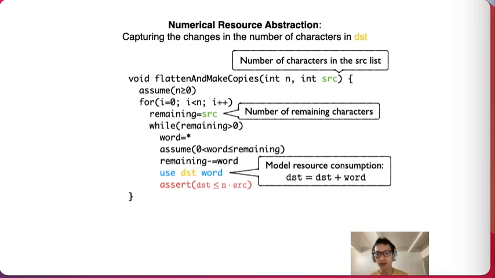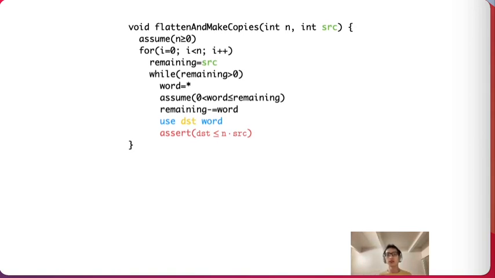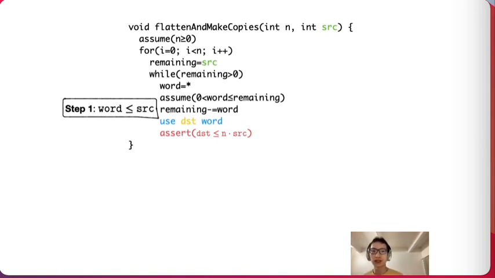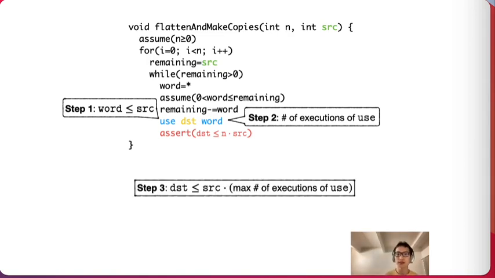To verify this bound assertion, let's first look at the most intuitive and simplistic approach. We first consider that the use command always has worst-case cost whenever executed, which is source, because a word is at most as large as the entire source. Second, we analyze how many times this use command can be executed. Lastly, we approximate the value of dest by multiplying the worst-case cost per word, which is source, with the max number of times executing the use command.